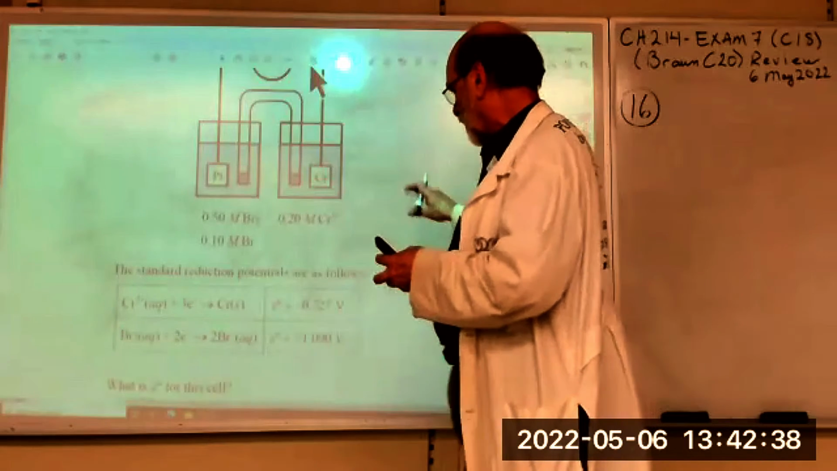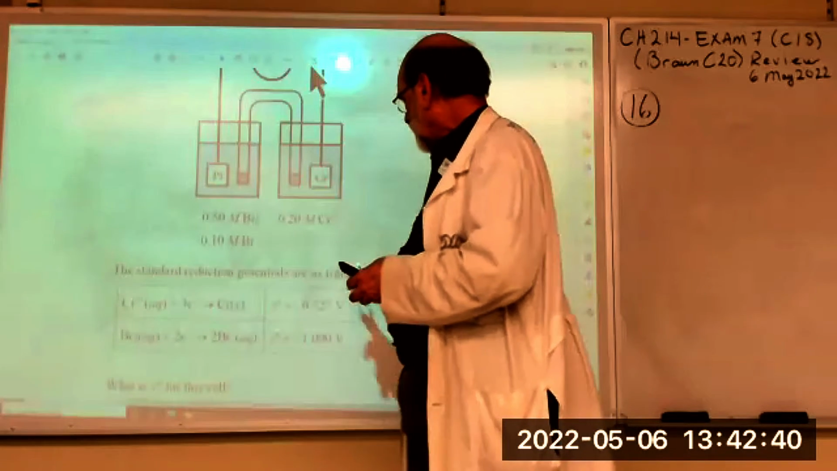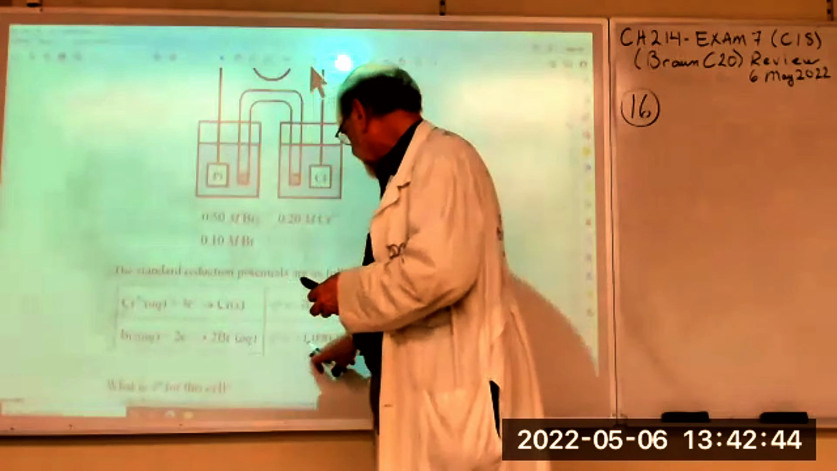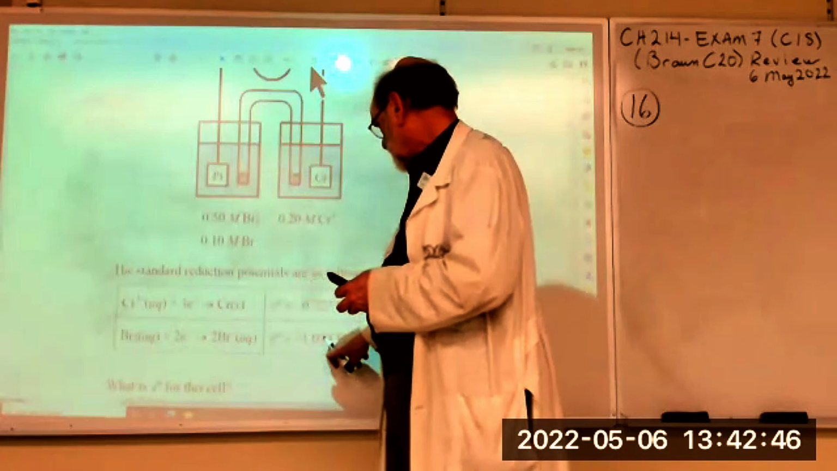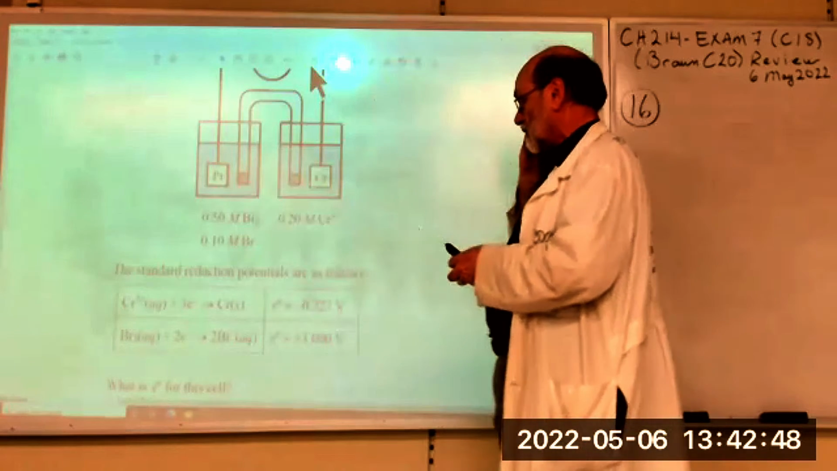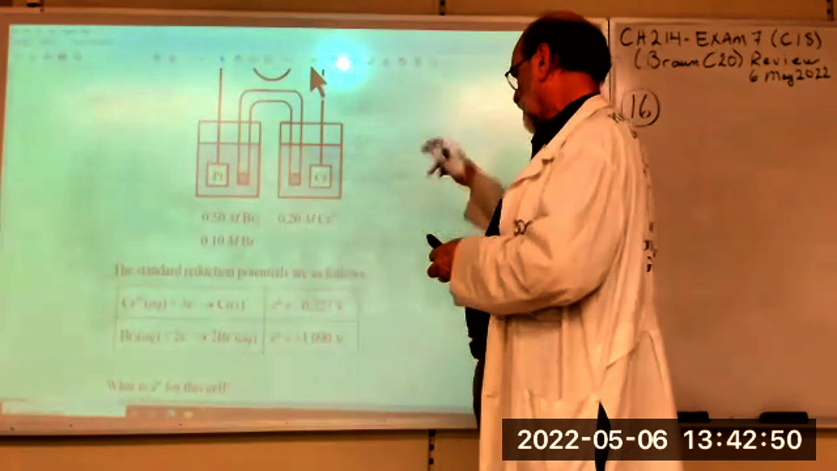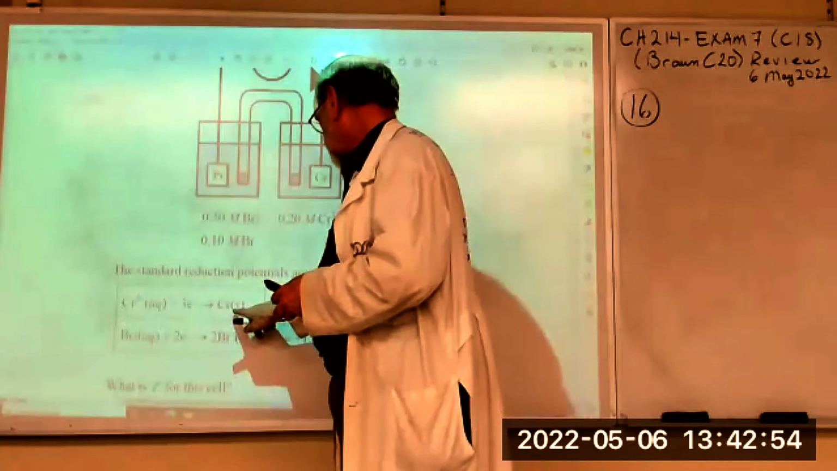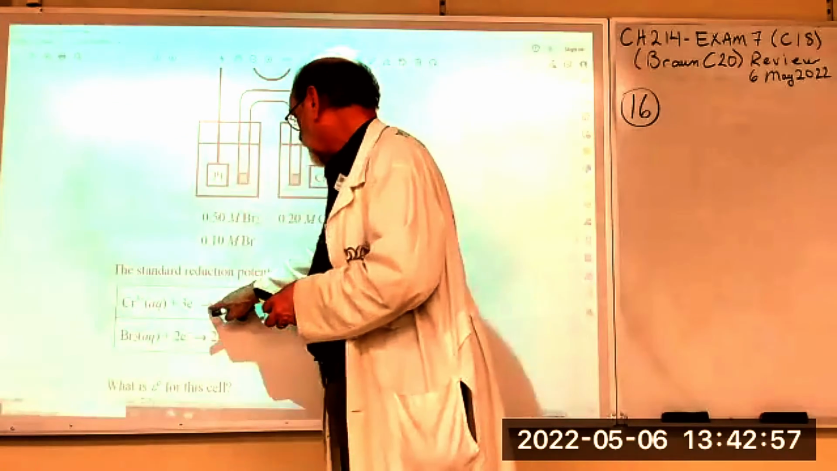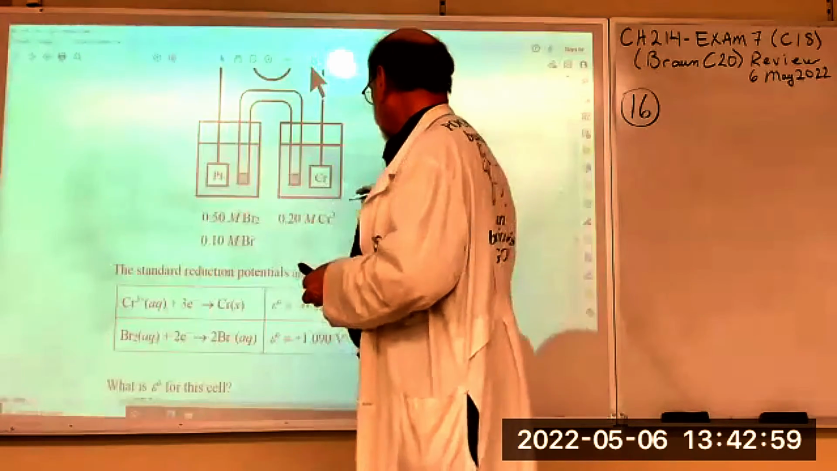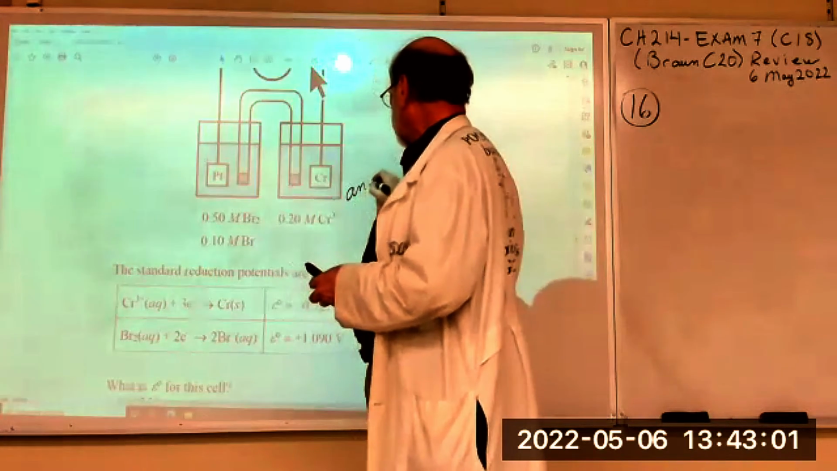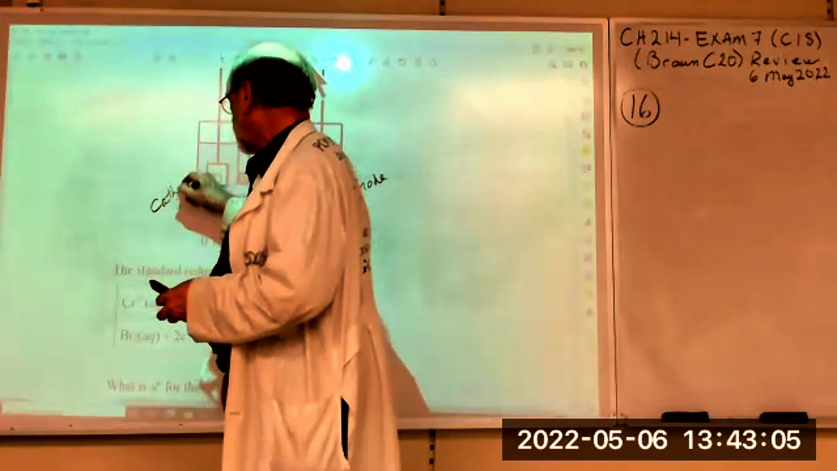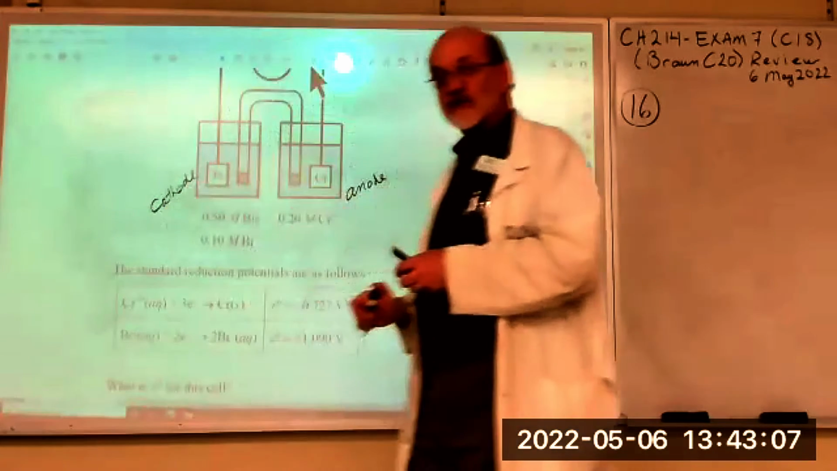So let's take a look at that while we're here. If we leave this one as a reduction on that side and make this one an oxidation, no, it's backwards. That cell is backwards. This needs to be reversed. So this one, as written, is the anode, and this one's the cathode. So it's not following convention.